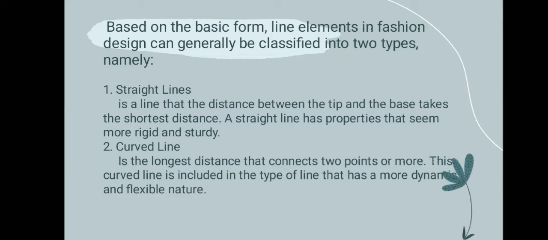Based on the basic form, the line element in fashion design can generally be classified into two types. One, straight lines: a line where the distance between the tip and the base is the shortest distance. A straight line has properties that seem more upright and sturdy. Two, curved lines: lines with a long distance that connect two points or more. This curved line is included in the type of line that has a more dynamic and flexible nature.